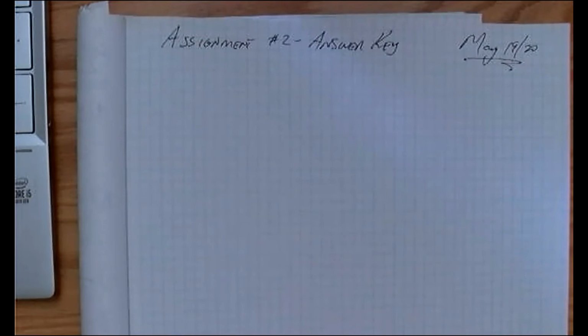We're going to send out the answer key and another diffusion and osmosis assignment today. See if I can share my screen with you.